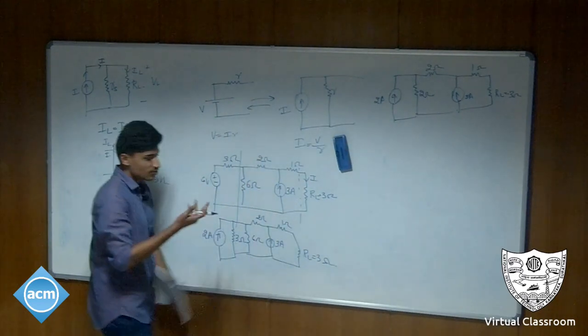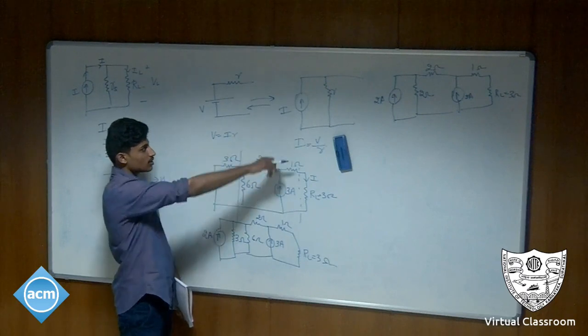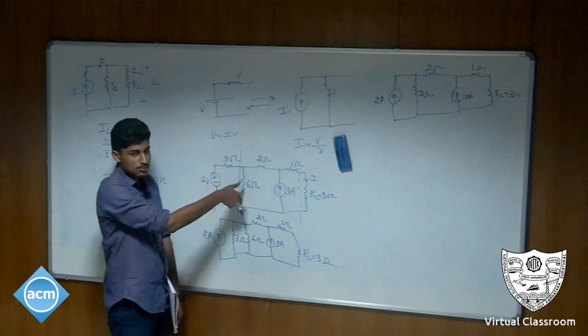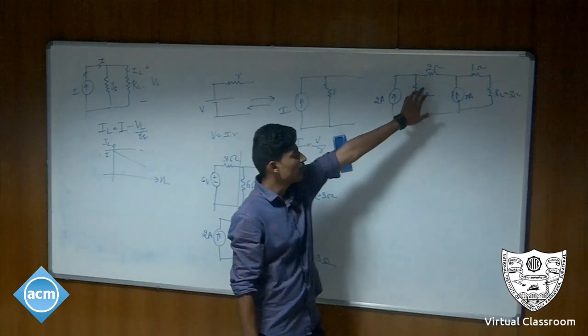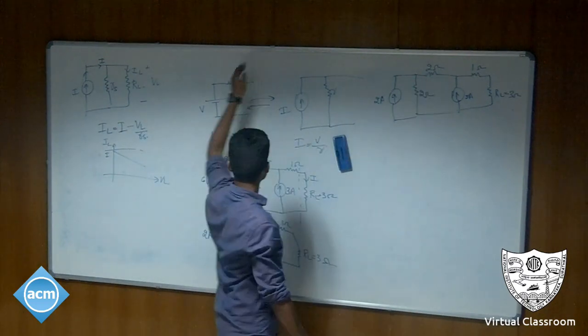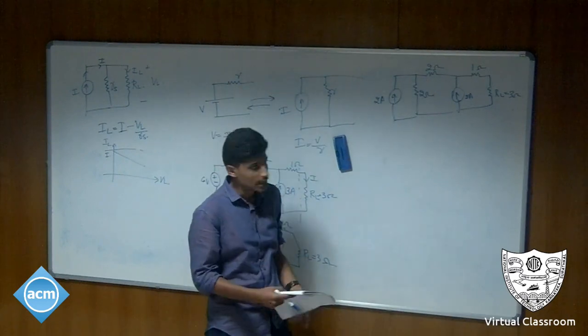Why I did this, if you can see, is because this is already a resistance in parallel. If I do a current source transformation, I'll get another resistance in parallel. This helps me solve this part of the circuit. Why I'm doing it back now into voltage sources is that I have a resistance in series. If I do it again into this, I can solve this 2 ohm and whatever R I get. So that is why I'm doing it.